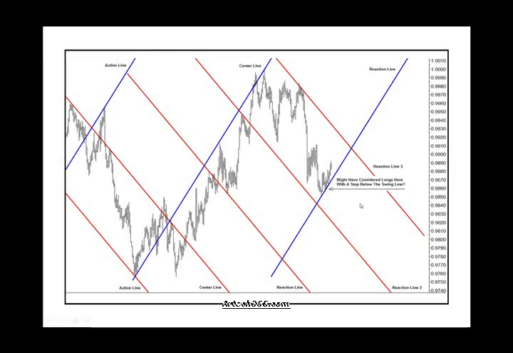Probably wasn't playing with a full deck, as they say. Stopped at the multi-pivot line? Yes, it did. Take a look.